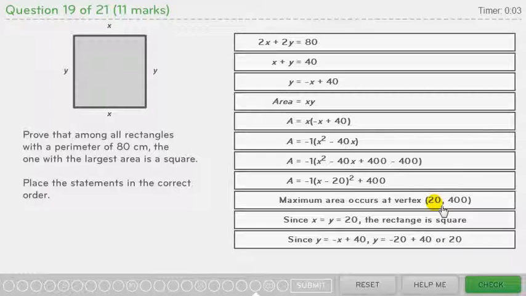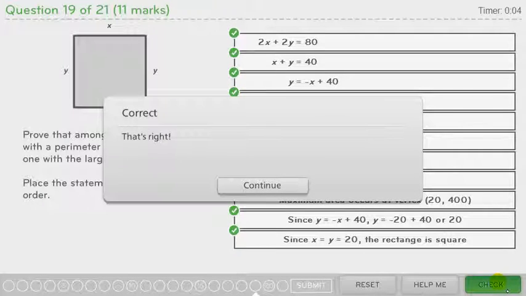Now that we know the value for x is equal to 20, we can substitute that into one of our original functions. Substituting 20 into this function gives us y is equal to negative 20 plus 40, and that simplifies to give us 20. So we found that our x value is 20 and our y value is 20. Since these are equal, we have proven that this rectangle is a square. And when a rectangle is a square, it'll lead to the largest area. Let's check our solution, and we are correct.